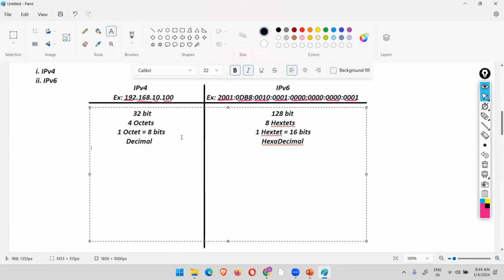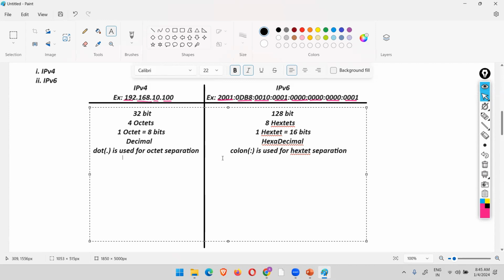Then here you see the octets are separated by a dot. So the dot is used for octet separation. And in IPv6, what are you using for separation? Colon. This is clear. Okay.